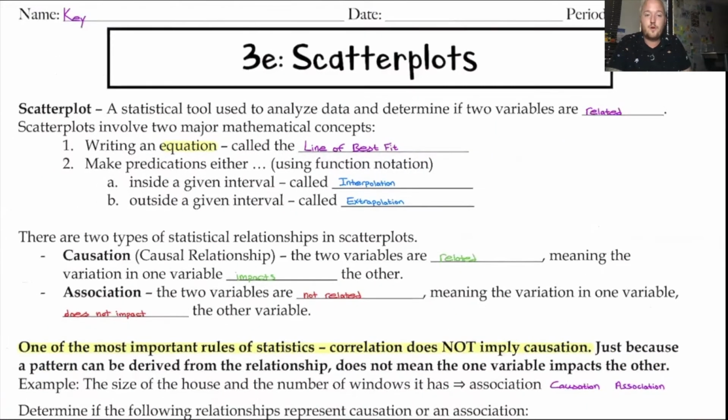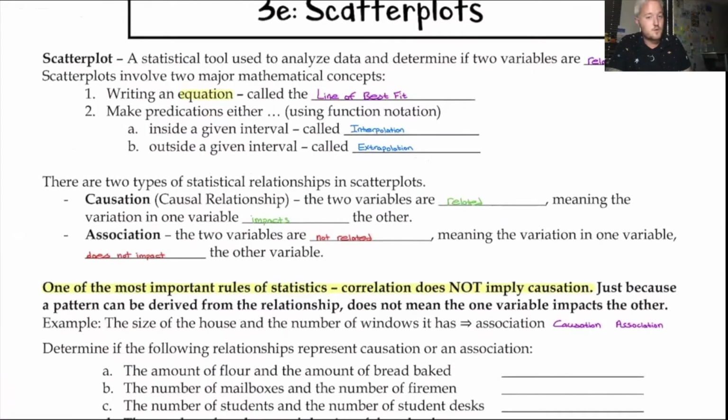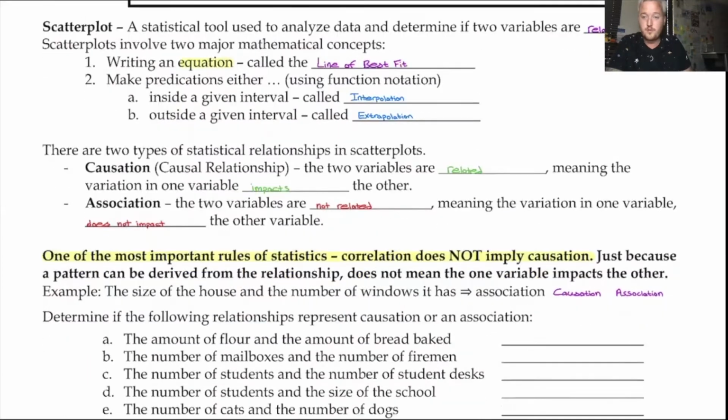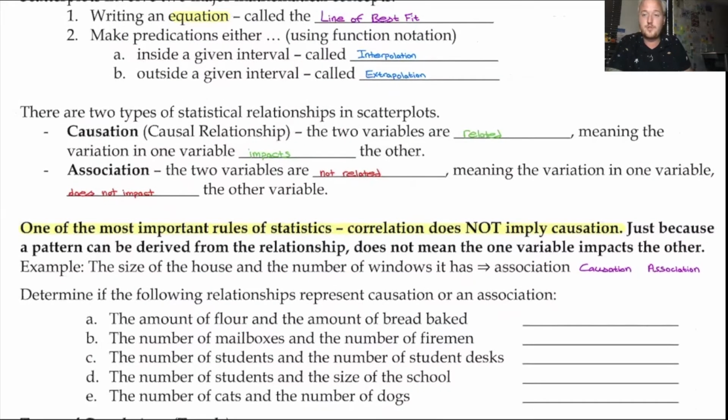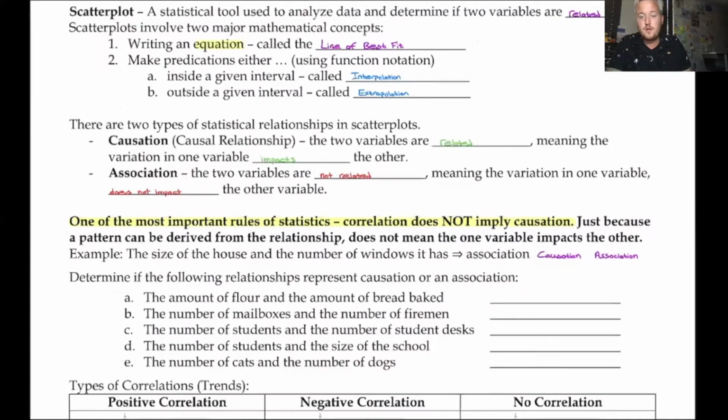So there are two types of statistical relationships in scatterplots. There's what we call a causation, which is if those two variables are related, then they impact each other. So one impacts the other, or one affects the other. And then there's what we call an association. That's if the two are not related and one does not really impact the other.